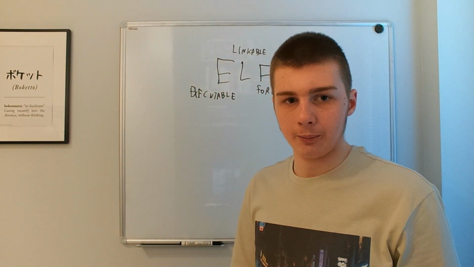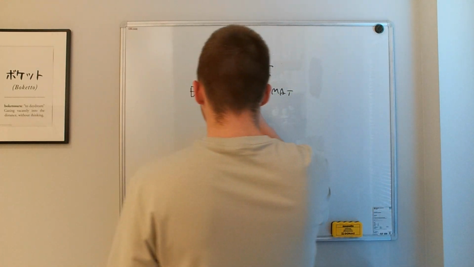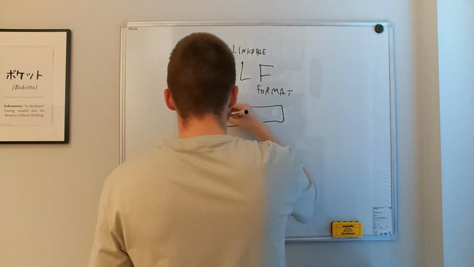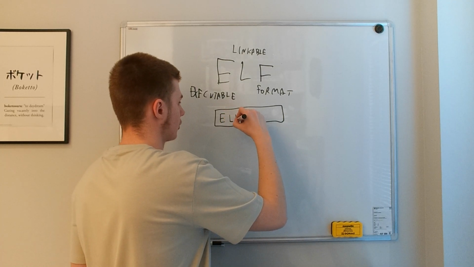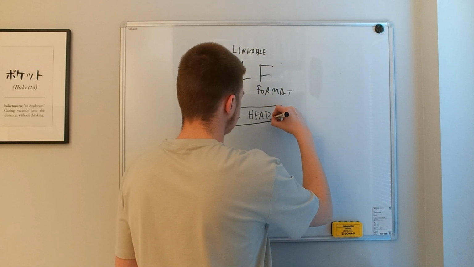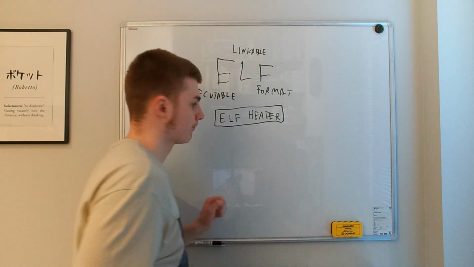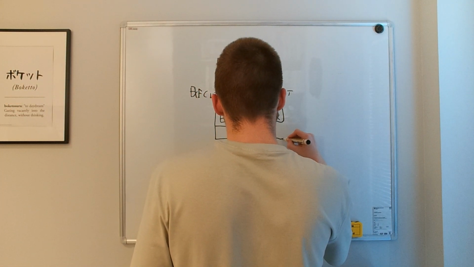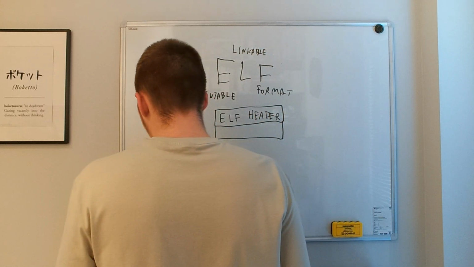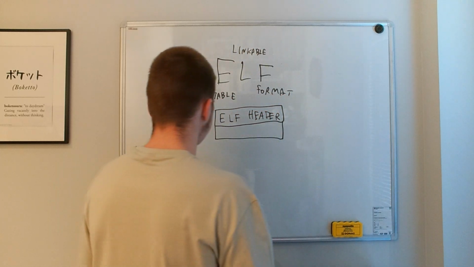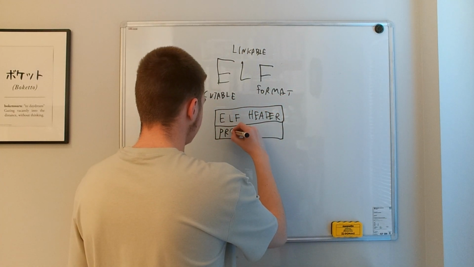So an ELF file generally tends to look like this. We first have, like any proper format should have, a header. We have the ELF header. After the ELF header, we have the program header table.